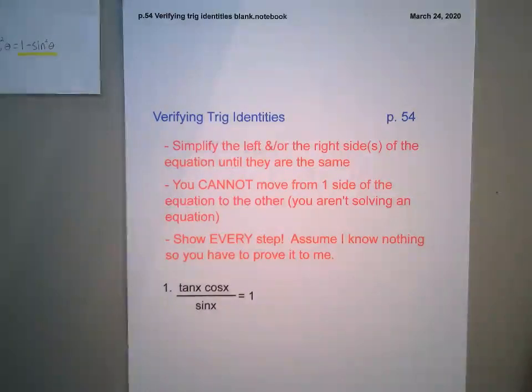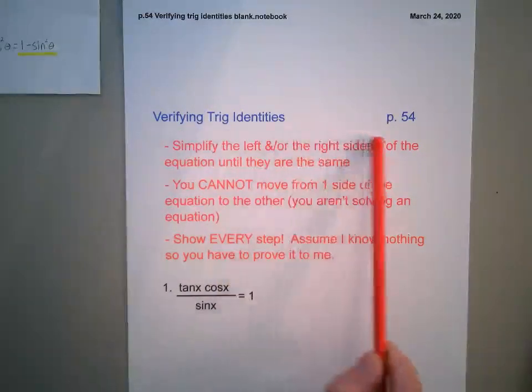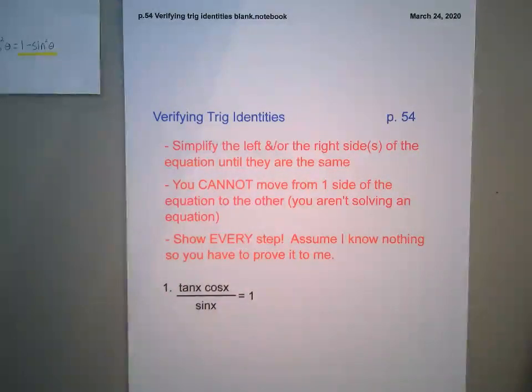So, verifying trig identities. We have a new page, new title, new table of contents. I don't know what page you guys are on, but this is what you're going to want to write down in your notebook as notes for today. And then we have 6 or 7 verifying problems to go through. So if you want to take a moment, pause the video so that you can write this down. Now will be a good time to do so.